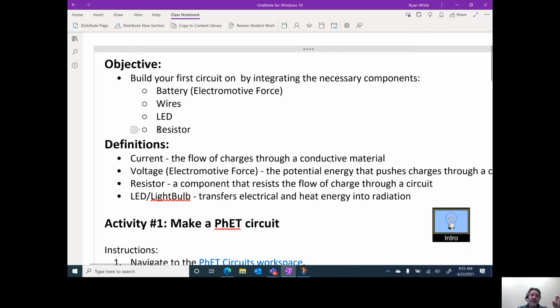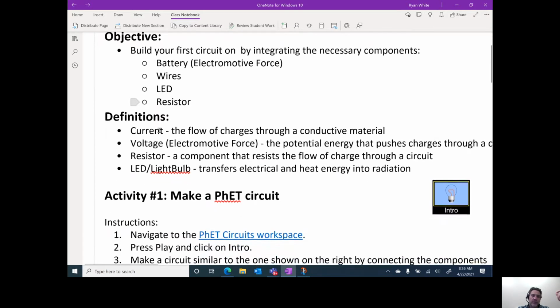The other component that you're going to need inside of your circuit is called a resistor. There are certain materials that electrons can't flow so easily through, and that's what we call resistive or non-conductive materials. If you put a resistor into a circuit, it's going to slow down those electrons.